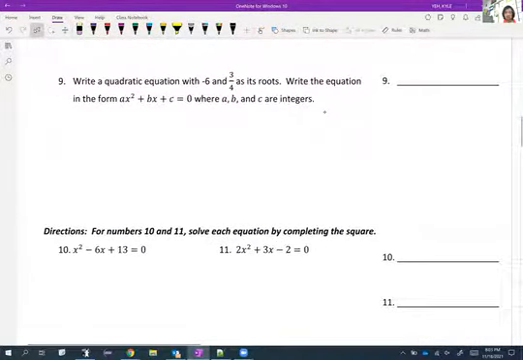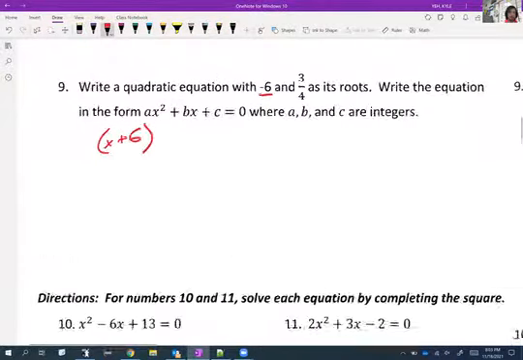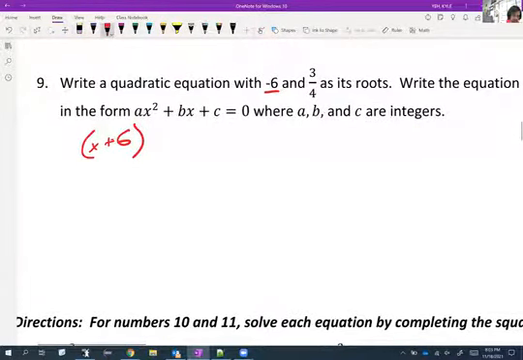Write a quadratic equation with negative 6 and 3/4 as its roots. Make sure that a, b, and c are integers, and you write it in standard form. If I know negative 6 is a root, that tells me that x plus 6 was probably a factor, because that's what would get me negative 6 as a solution, as a root. And kind of similarly, if I can grab my blue marker, if 3/4 is a root, that means x minus 3/4 was probably a factor.